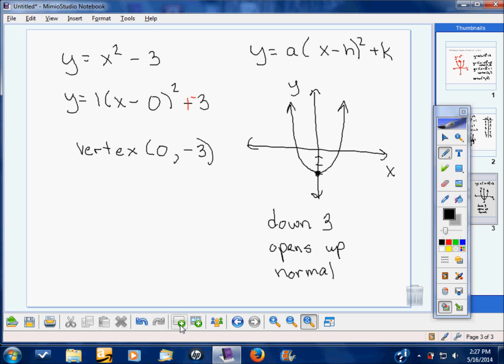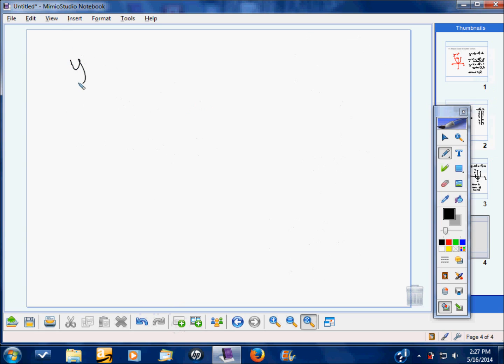Okay, let's look at another one. Let's look at y equals x minus 2 squared. Will this go up, down, left, or right? It'll go right, too. And there's no coefficient here, so it's going to be a normal graph, opens up. Opens up, and it is normal.